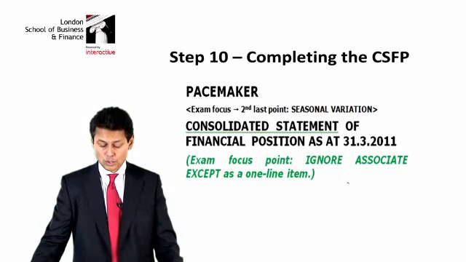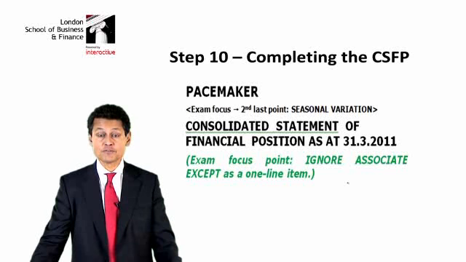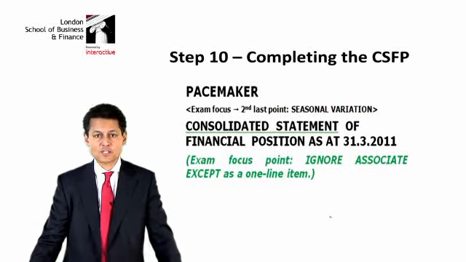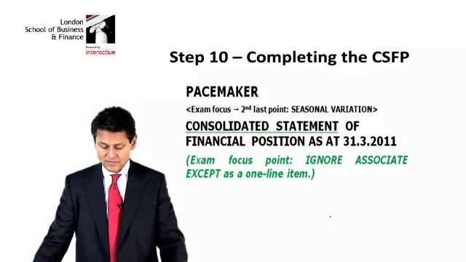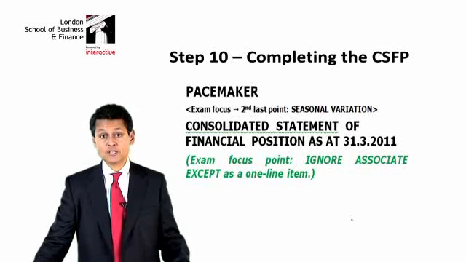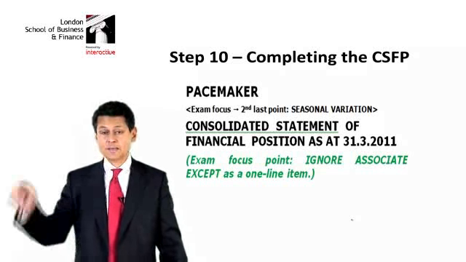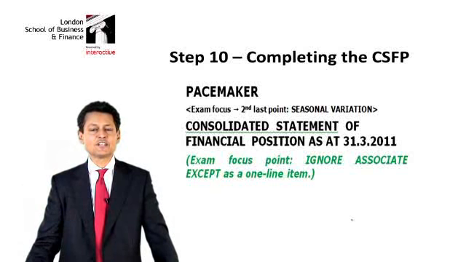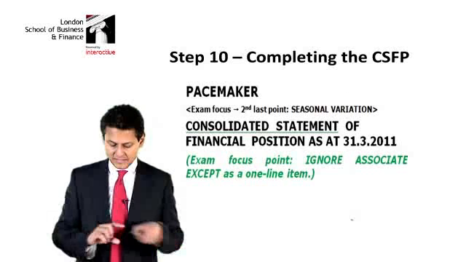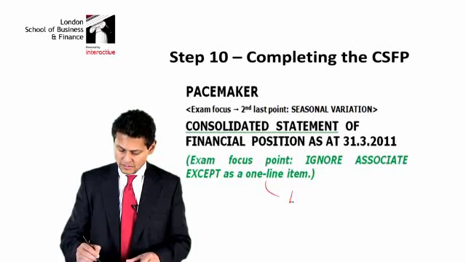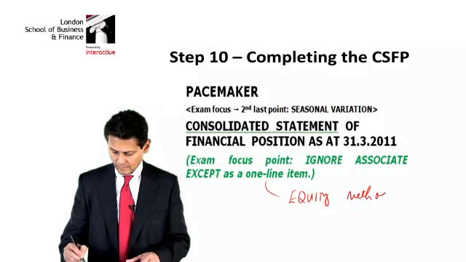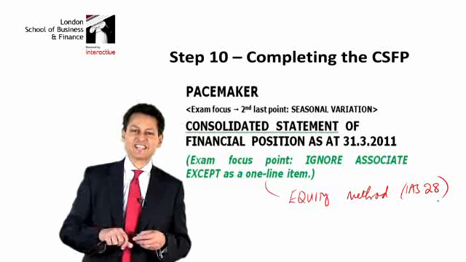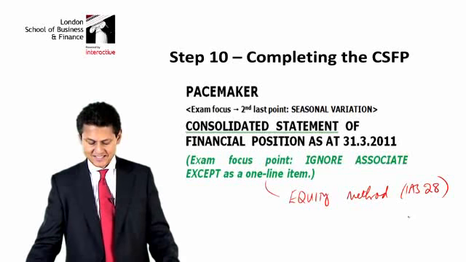So you open up your consolidated statement of financial position. Don't forget the seasonal variation was a bit nasty with this question. It may not come up in the exam, though. Might not. Consolidated statement of financial position. Don't forget the associate. You must ignore the associate, except that you bring it in as a one-line item, also known as the equity method. And that, of course, is IAS 28, International Standard number 28.